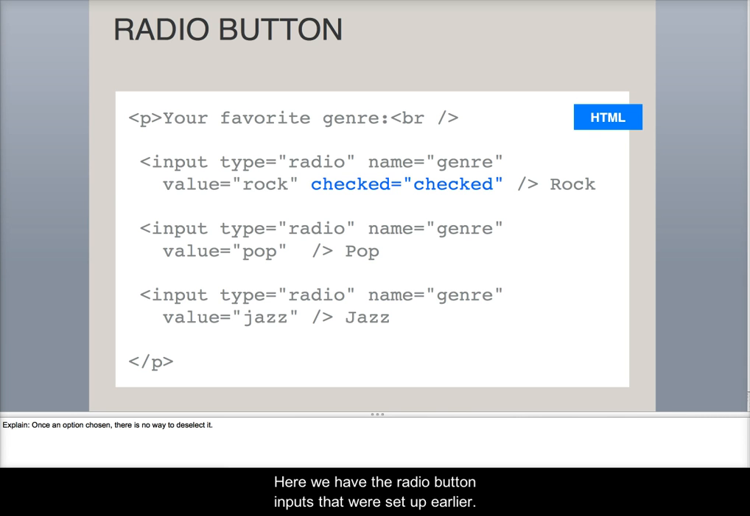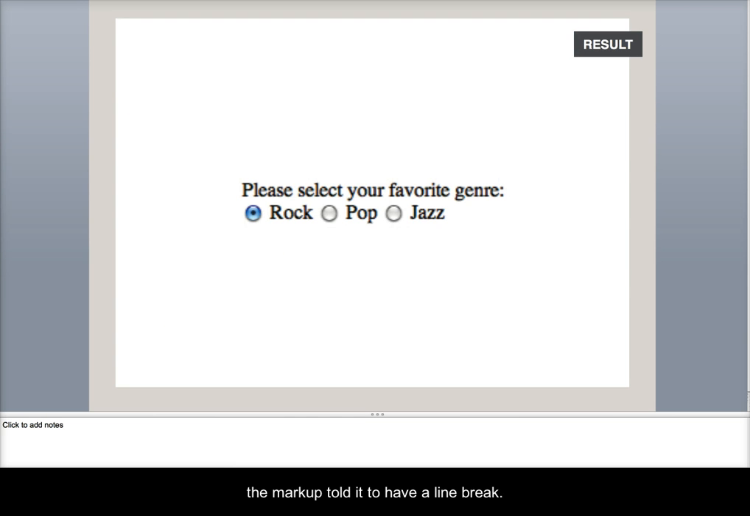Here we have the radio button inputs that were set up earlier. The buttons all show on the same line because nothing in the markup told them to have a line break. That would be a BR.